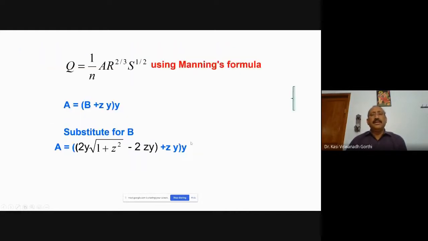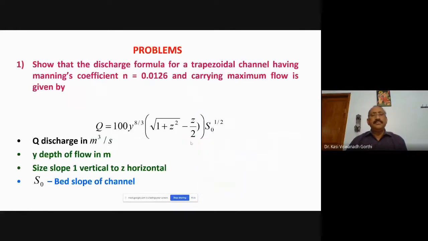We just take up two problems. Show that the discharge formula for a trapezoidal channel having the Manning's coefficient n equal to 0.0126, carrying maximum flow, is given by this equation. The discharge formula for a trapezoidal channel carrying maximum flow. What do you mean by maximum flow? The discharge is maximum. If the discharge is maximum, what is the channel called?